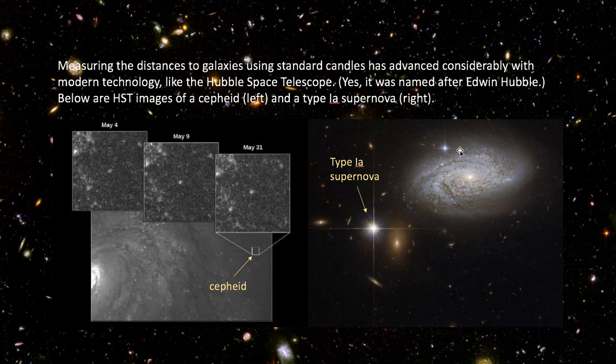So let's say this is an average galaxy, 100 billion stars. This one star was as bright as all 100 billion stars there combined together. Type 1a supernovas, again, are standard candles. So when we see them, we can then determine the distance to that galaxy. And now we can do that much better than Hubble was able to in his time.